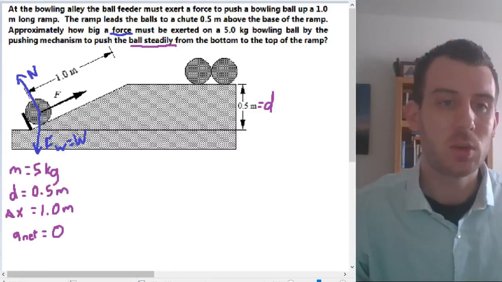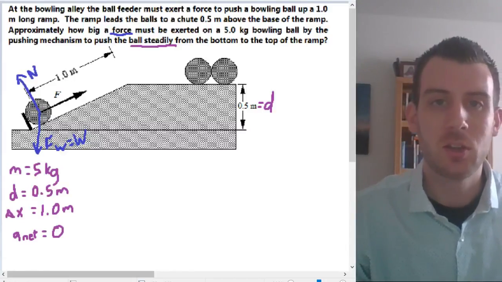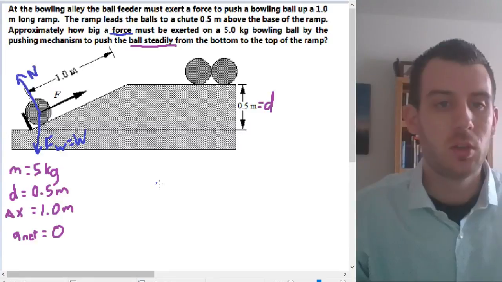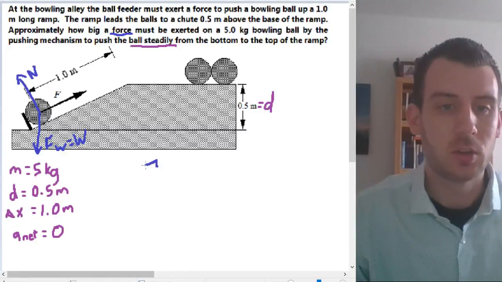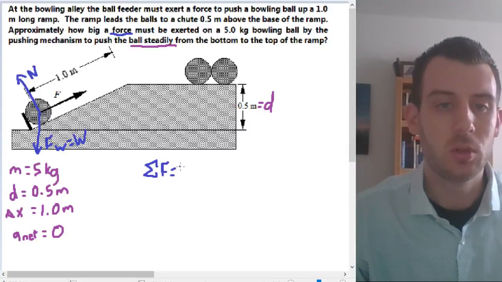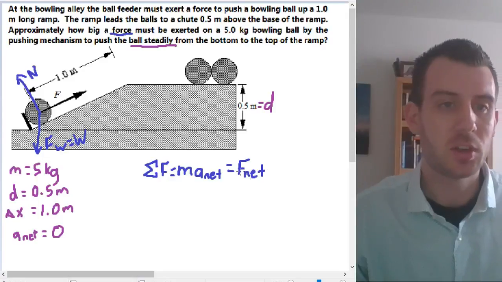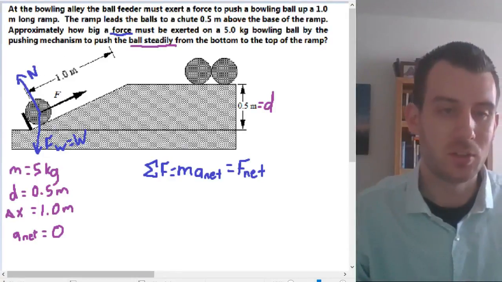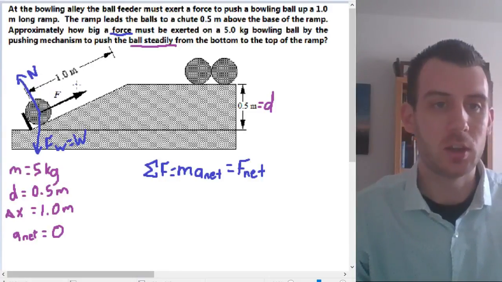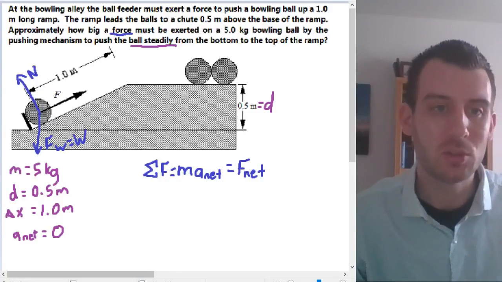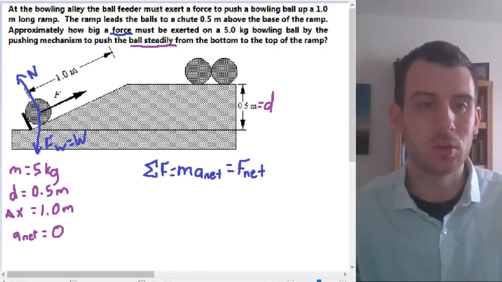So whenever we have a free body diagram, it's a good idea to start with our laws for forces. So we've got, right, Newton's second law, which is the sum of forces is equal to the mass times the acceleration net, which is equal to the force net. And what to talk about? Well, I've got a bunch of different forces here, and there's a bunch of different angles. I've got N that I don't know. I've got the force that I don't know. I've got force weight, which I could calculate, but I currently don't know.